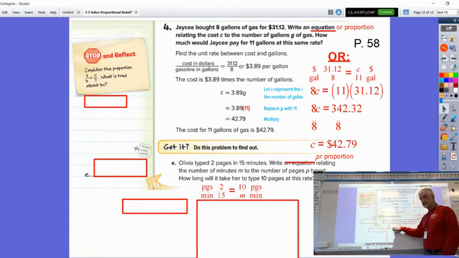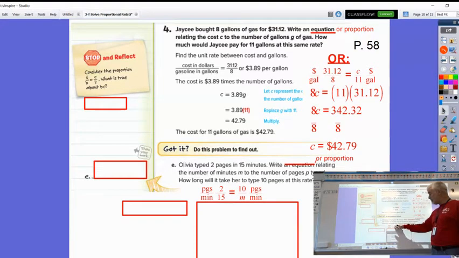Pages over minutes: 2 pages for 15 minutes equals 10 pages for an unknown number of minutes. I use the letter M to represent that. You can always use an X if you want to, okay? So now I have my proportion: 2 out of 15 equals 10 out of how many? Now this is one that's easy with equivalent fractions.